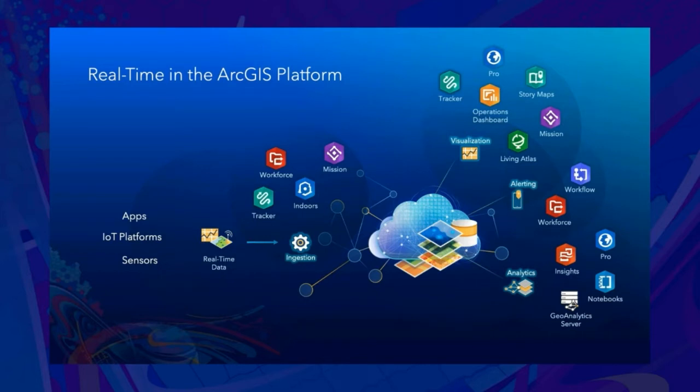As you can see, there are many products in the ArcGIS platform that have real-time capabilities in one or more of these areas. Looking across all four of these fundamental pieces, however, ingestion, visualization, analysis, and alerting, the comprehensive solution for real-time in ArcGIS is provided with GeoEvent Server or ArcGIS Velocity.